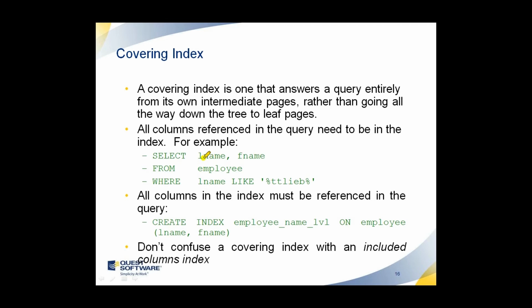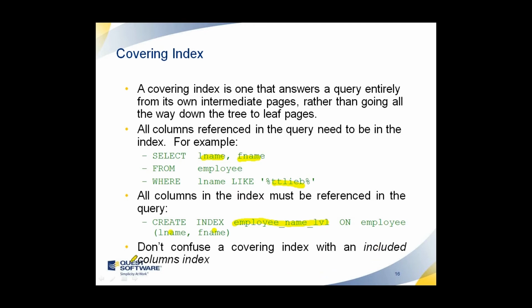So here we're selecting the employee last name and the employee first name, where it's like Matlieb or Gottlieb or any variation of that. All of the columns in this query are actually here in the employee name level index. So we see there's the last name, here's the first name, and we can get all of the data without actually having to do a scan or anything like that, or read from the table. We can get this from the intermediate pages of the index, and it's much, much faster, really fast.